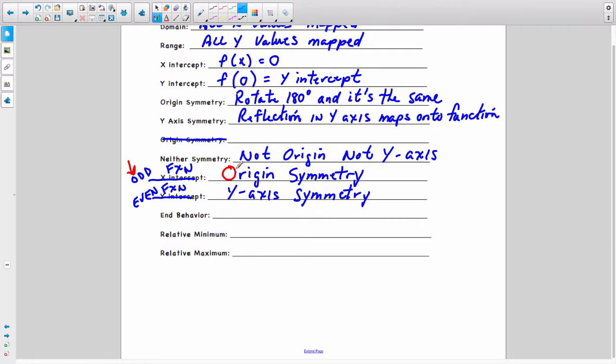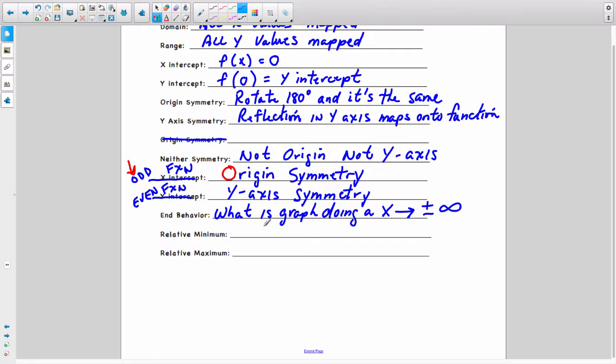Cool. And behavior. End behavior says, what is the graph doing as x approaches positive and negative infinity? I'll show you a picture in a minute and you'll know what that means.